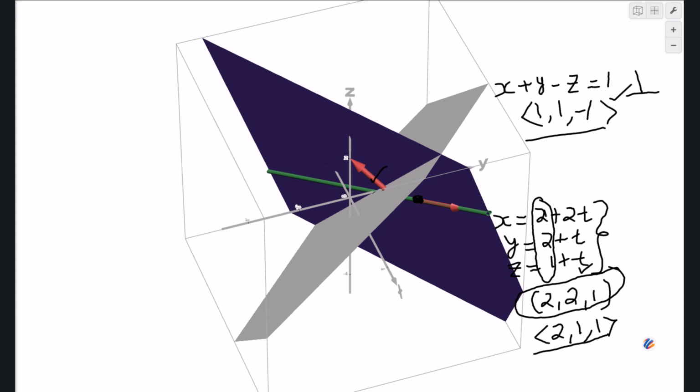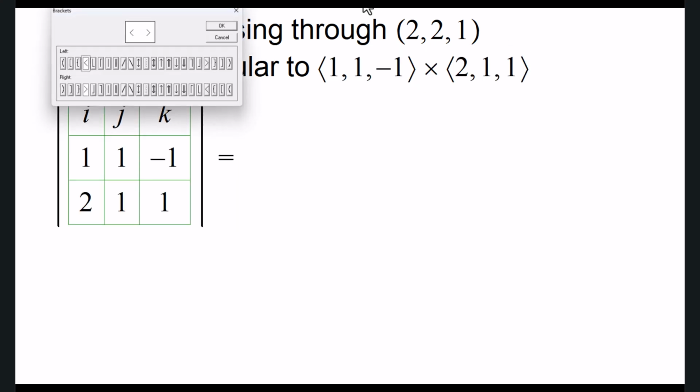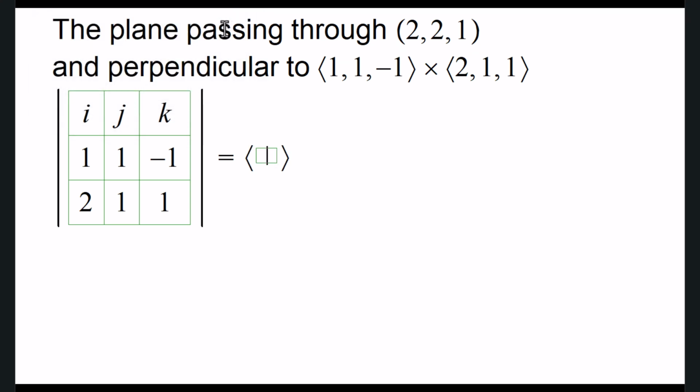If we take the cross product of these two, then that will be perpendicular to this blue plane that we have to obtain. That is, we just have to find the equation of the plane that passes through (2, 2, 1) and is perpendicular to this cross product, as I just said. And how do we calculate that cross product? We can find it exactly the way we did in the previous video. Okay, and then we got negative 1 here.